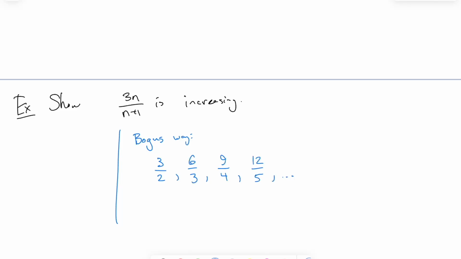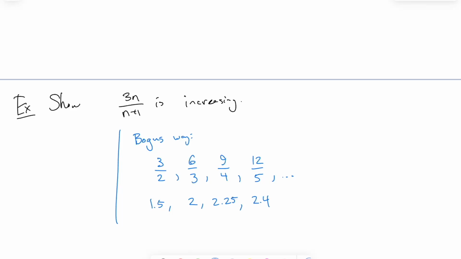All right. Are those increasing? If you used your calculator, 3 halves is 1.5. 6 over 3 is 2. 9 fourths is like 2 and a fourth, 2.25. 12 over 5, dividing by 5, is 2.4. Yes, 2.4. What do you say? Increasing, huh?